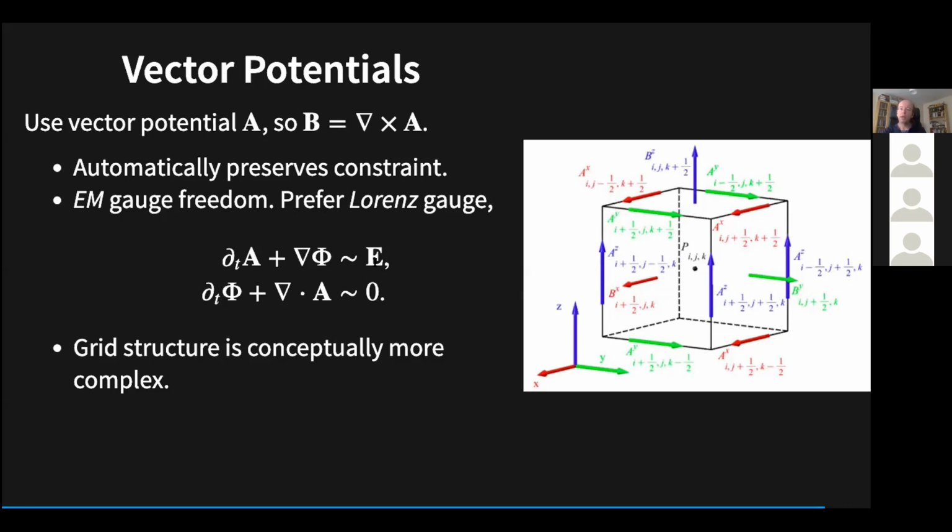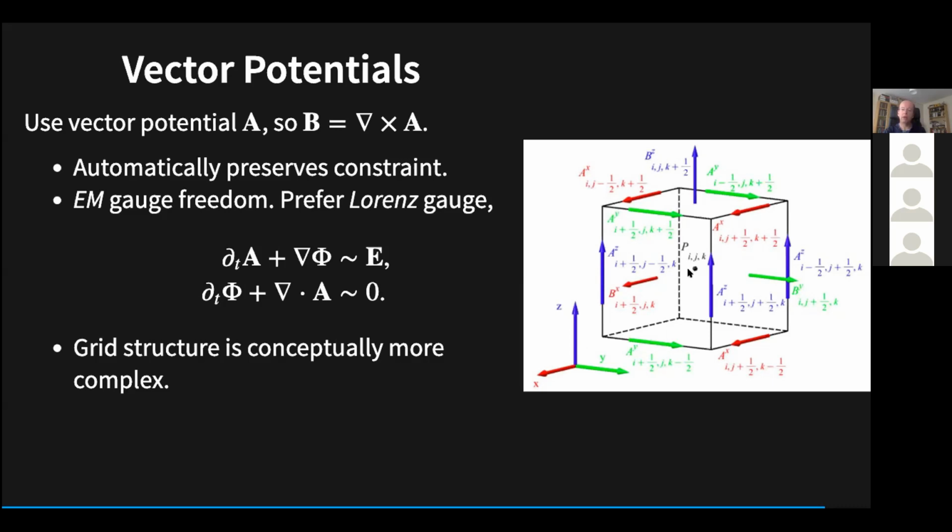You might think that an algebraic electromagnetic gauge would be preferable, but results from probably about 10 years ago out of the Illinois group showed very clearly that what we want to do is to propagate the vector potential to avoid any problems being introduced at grid boundaries. The discrete issue is that the grid structure is now going to be conceptually more complex.